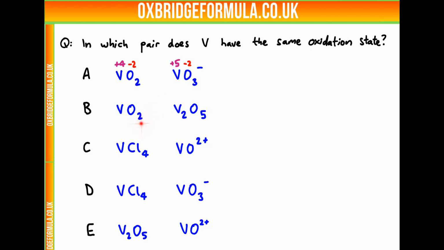Now, what about our second pair? So VO2 we've already done, but how about V2O5? So we have 5 oxygens taking us down to -10. And therefore, to get back to 0 overall, each of these vanadiums has to be +5 to give +10. So once again, we have +4 and +5, so not the same oxidation state.